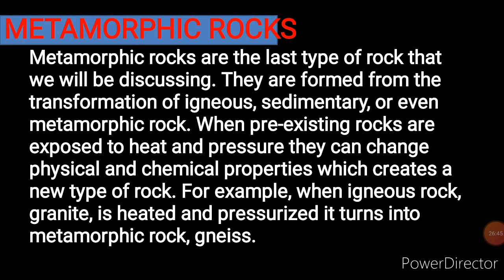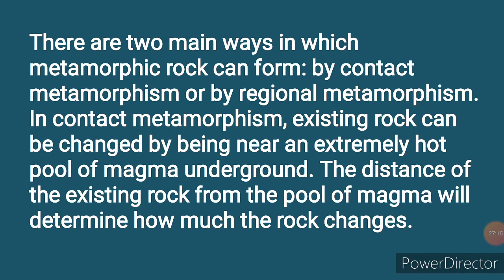When igneous rock or sedimentary rock or even the metamorphic rock itself changes due to high pressure or heat, the new rock that will be formed is called what? Metamorphic rock. For example, when igneous rock that is called granite is heated and pressurized, it will turn into a metamorphic rock that we call gneiss. Do you see it now? Granite will change to gneiss. Another example is when shale is heated, it will change to slate.